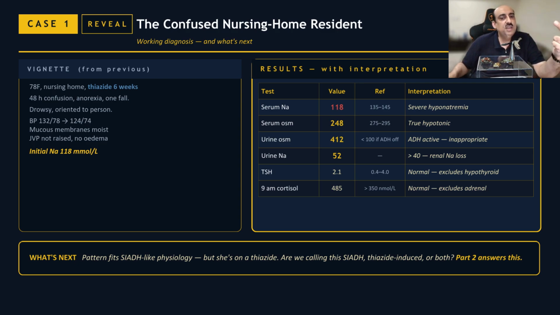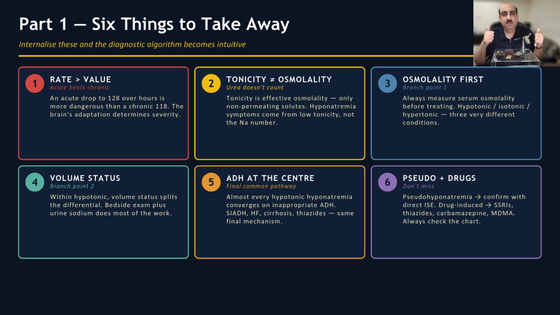You've got concentrated urine and high urinary sodium and on a thiazide. Now, the 6 key takeaway pearls from part 1 covered with our MedEd quartet. So, the Argentum dove, aurum beetle, techian, and brady.